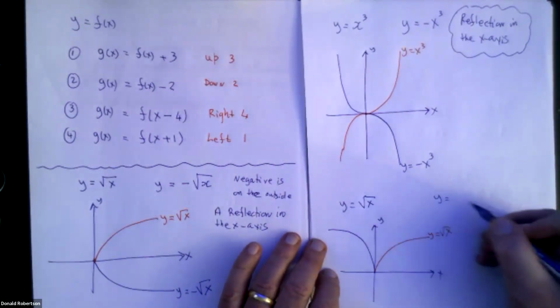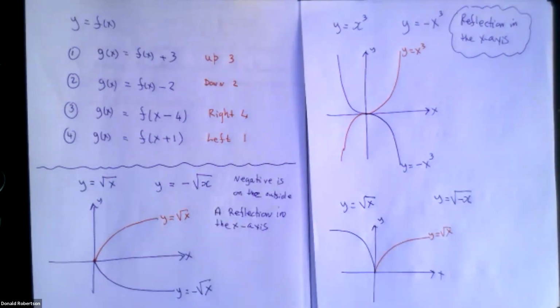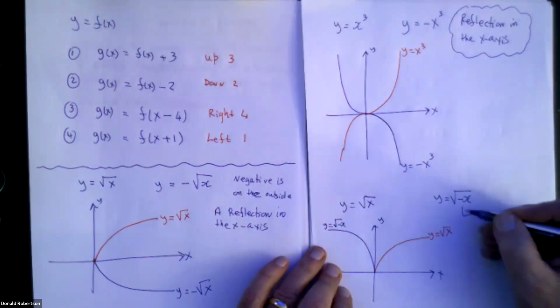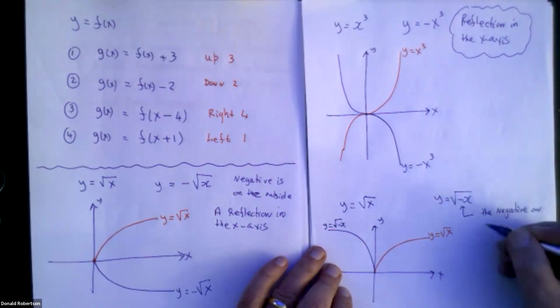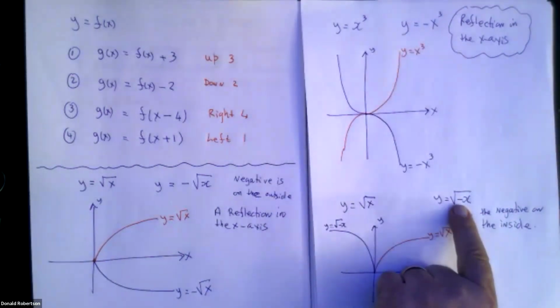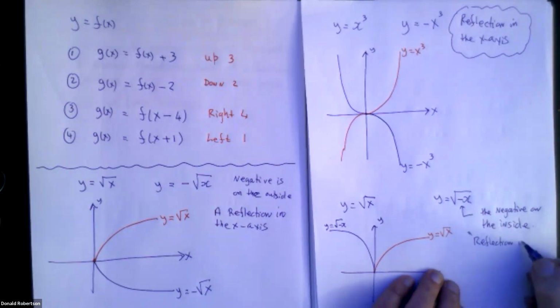And what is that fella? This guy here has that formula. And I call this, just my made up name, the negative on the inside, right? Negative on the outside, negative on the inside. This gives you a reflection in the y-axis.